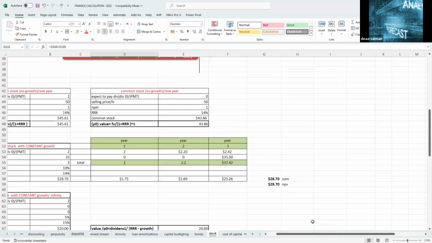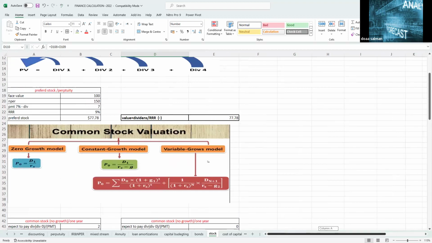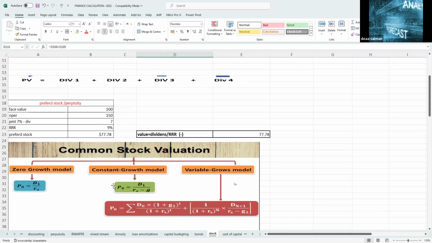So by this way, we did the 3 models of the common stock: the zero growth model, the constant growth model when we find the value of the stock, and then the variable growth model.